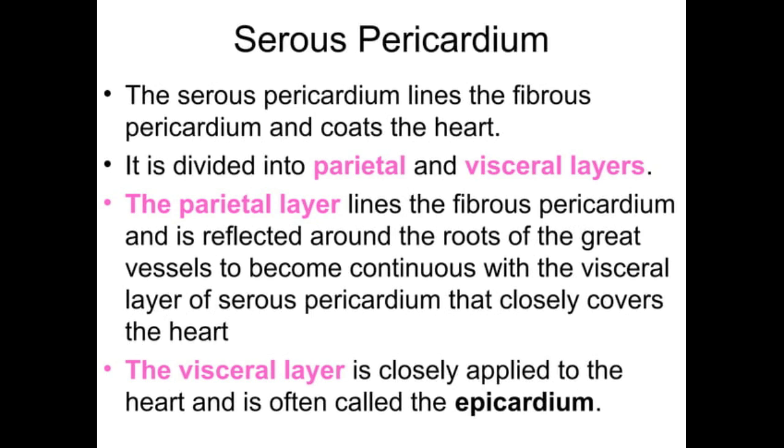Serous pericardium lines the fibrous pericardium and also coats the heart. It is divided into the parietal and visceral layers. The parietal layer lines the fibrous pericardium and is reflected around the root of the great vessels to become continuous with the visceral layer of serous pericardium, closely in contact with the heart. The visceral layer is closely applied to the heart and is also called the epicardium.